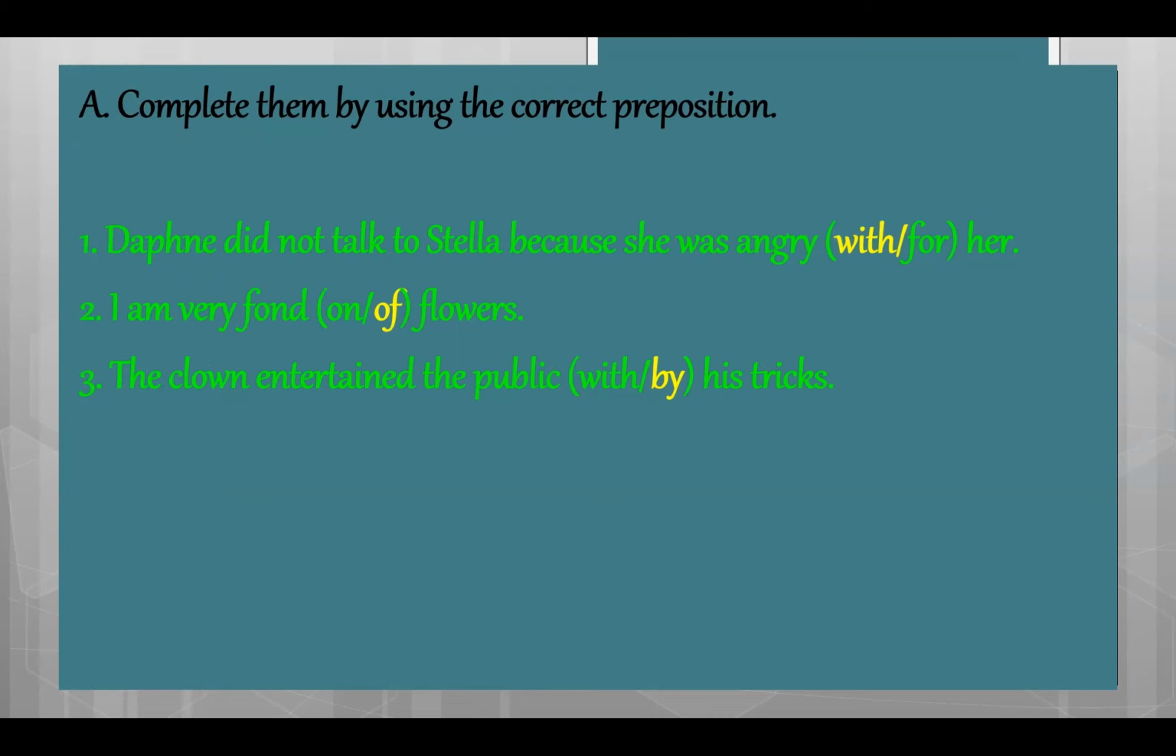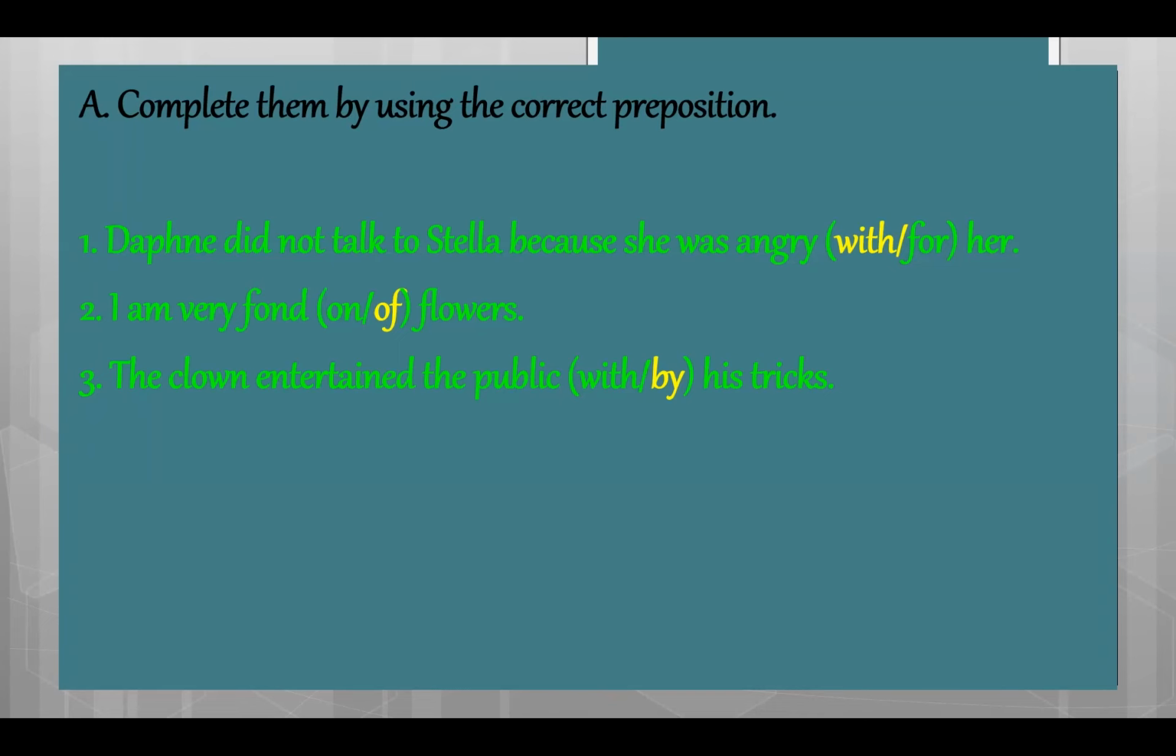Number 1, Daphne did not talk to Stella because she was angry with or for her. You have to choose the correct preposition between with and for. The answer is with. The sentence is, Daphne didn't talk to Stella because she was angry with her. With often follows adjectives which refer to reactions and feelings. She was angry with her. The teacher got angry with them.